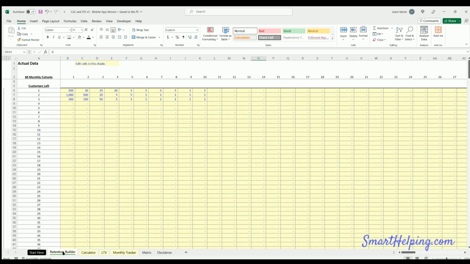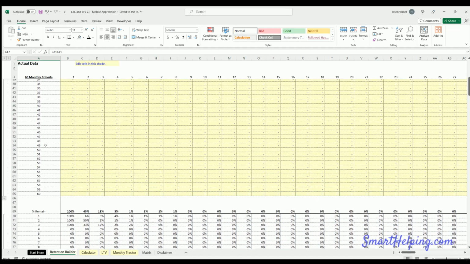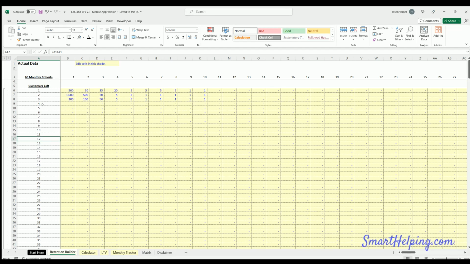So the first main area you're going to go to here is the retention builder, and this is where you want to put your customers remaining over time. So what does this mean? Let's say we've got 60 months' worth of historical data. You want to go back 60 months, look at the first month, and ask how many customers did you acquire? In this case, we're saying 500. And then in month two, how many customers were left of that 500, and so on. And you do that for each separate month.